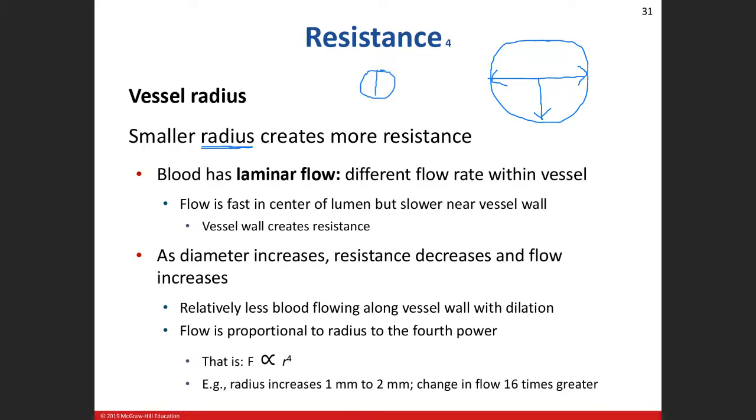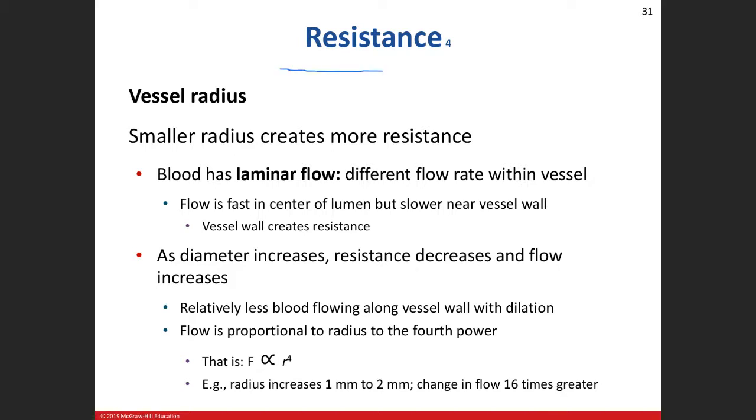So if we're going to draw the radius, we just have arrows, and we're talking about the center. That's where the radius goes, from the center of the lumen out to the vessel wall there. So the smaller the radius, the greater the resistance. And that's where laminar flow comes into play, that example that I showed you. I just got a little excited and went ahead of myself.